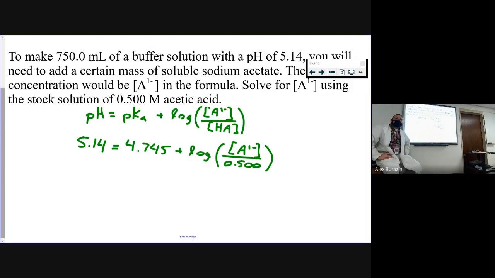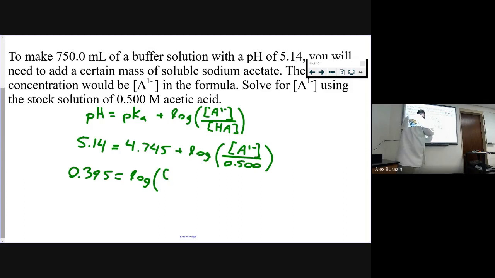Now, in order to do that, we're going to have to get rid of that log. Well, we've been doing that a whole bunch, haven't we? We've unlogged quite a few things in this class. So let's do that again. I'm going to subtract 4.745. So I have 0.395 equals the log of A1 minus over 0.5.